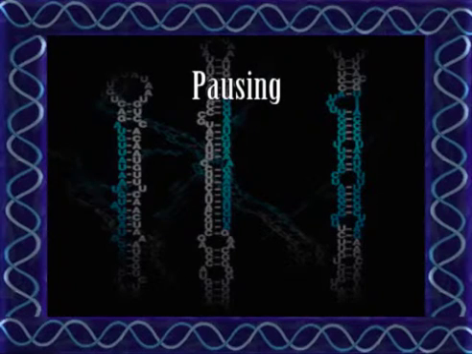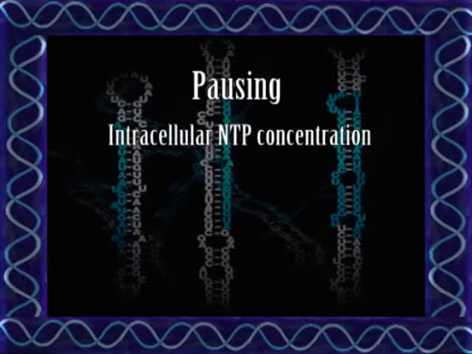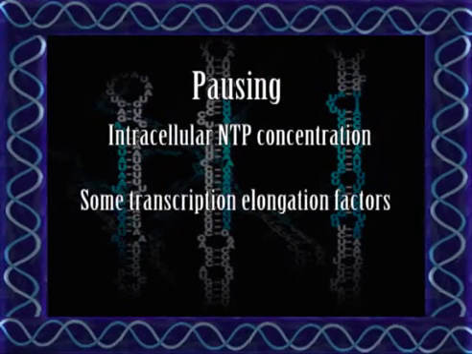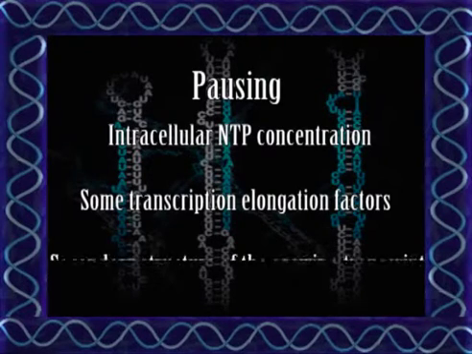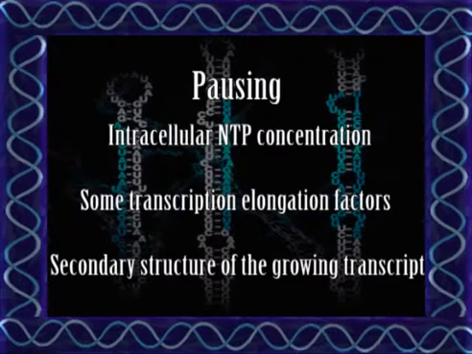In many genes, RNA polymerase II can pause during the elongation step. Pausing is influenced by the intracellular nucleotide triphosphate concentration, the presence of some transcription elongation factors, and the secondary structure of the growing transcript. Some pausing factors, like DRB sensitivity inducing factor and negative elongation factor, appear to further stabilize RNA polymerase II in the paused form.